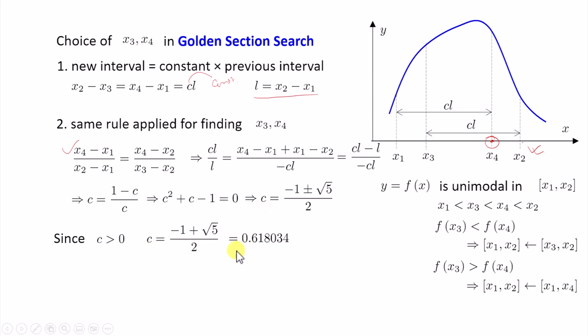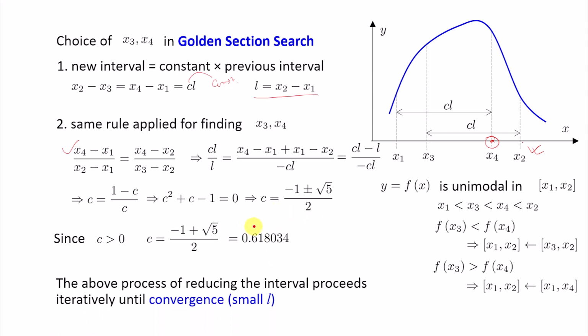So we take the positive root, and this positive root turns out to be 0.618. This 0.618 is historically a very important number. It is used in architectural planning as well as in many natural phenomena. This is known as the golden ratio, and that golden ratio mathematically comes from the idea that we have just discussed.